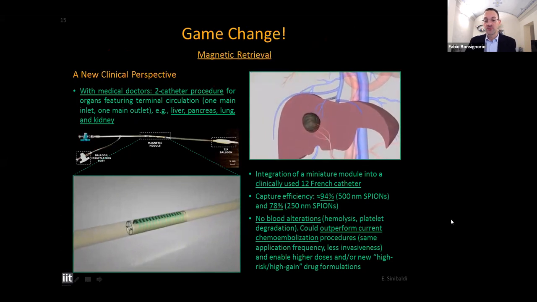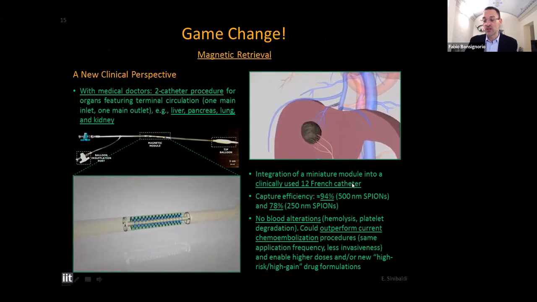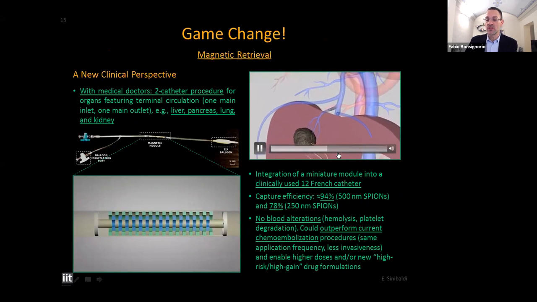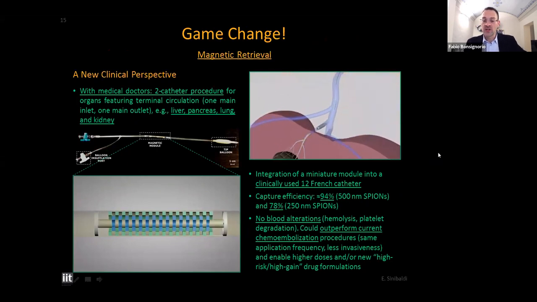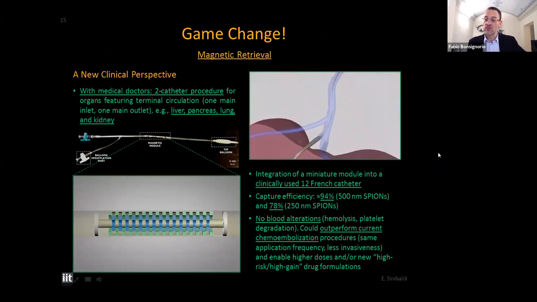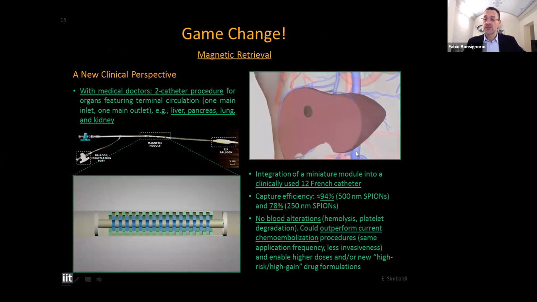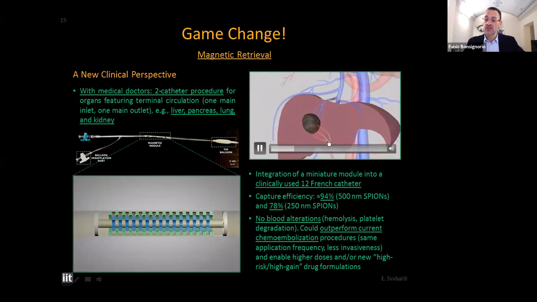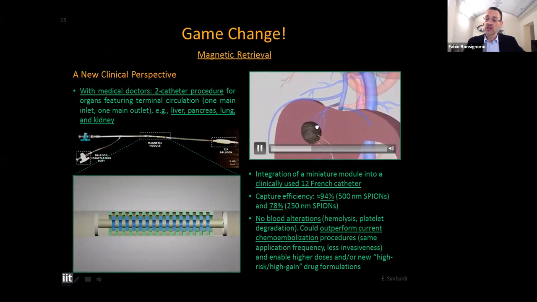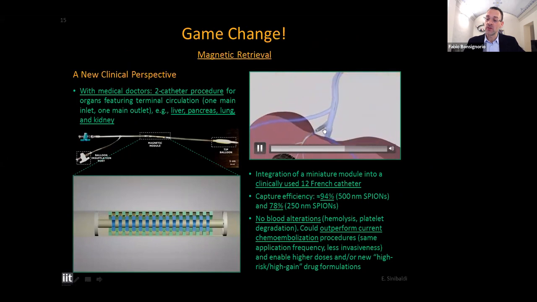And for this reason, for instance, we devised together with medical doctors another solution. So we considered some organs like liver, pancreas, lung, and kidney, very important because we have very highly aggressive tumors therein. And we introduced a two-catheter strategy. So with one catheter, you bring the particles close to the target, and with the other catheter, you wait for particles that were not trapped, not attracted by the target site.